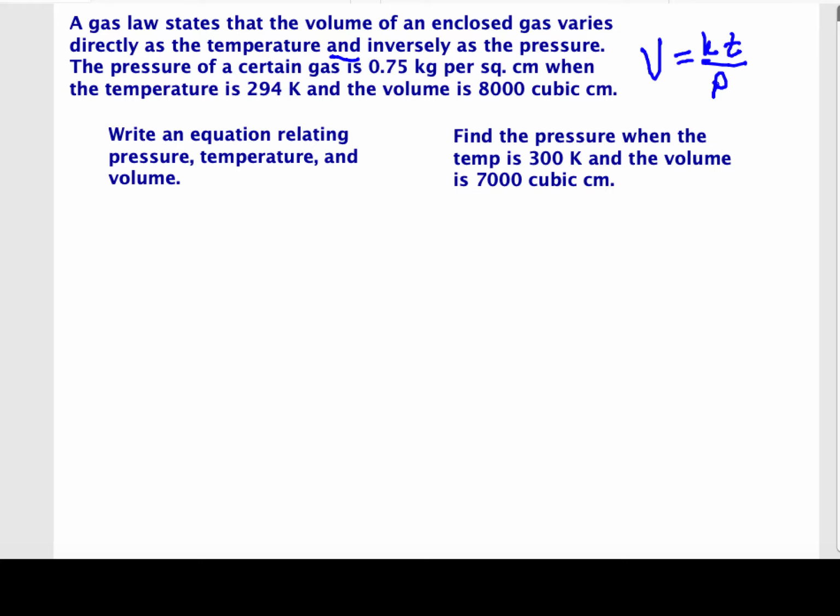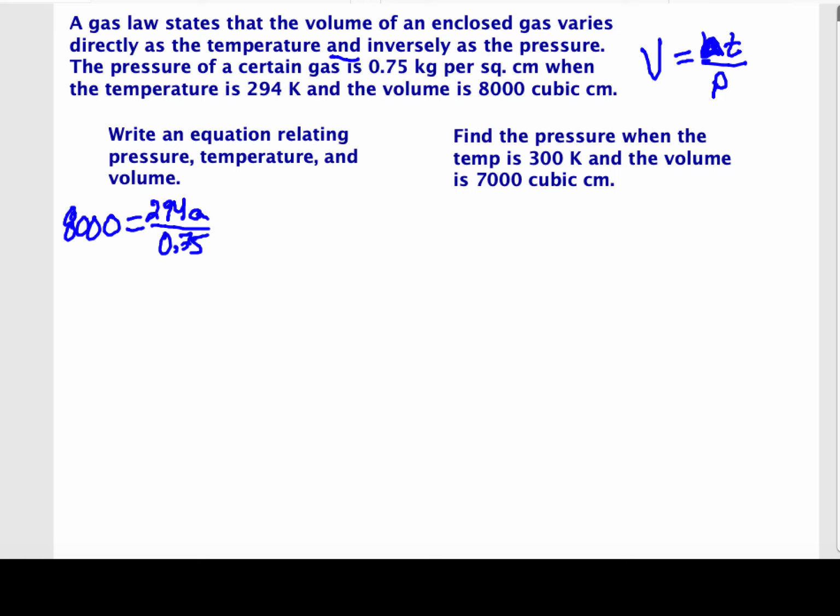The pressure, they're telling me, is going to be 0.75 when the temperature was 294 Kelvin. And again, bad choice of variables here. I'm actually going to change this K to an A just because we don't want to confuse it with that K from Kelvin. So we're going to say 294A up here. Again, it's just a constant. Doesn't matter what variable we use. And again, that's going to be equal to the volume, or 8,000 cubic centimeters.